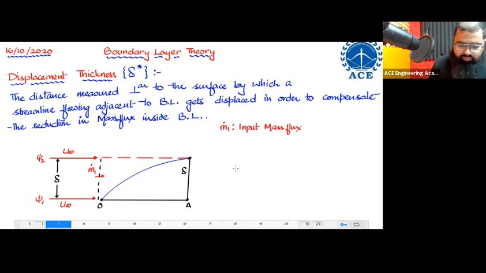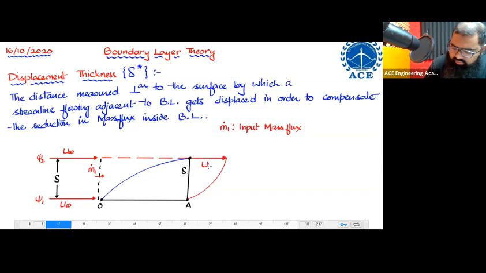Now at this particular point A, or this section A over here, there is going to be a certain velocity profile. Let us say the velocity profile is something like this.